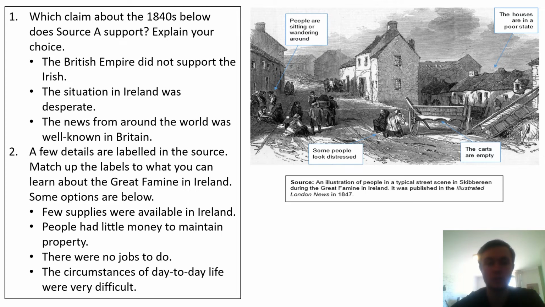And then question 2: a few details are labelled in the source, so the annotations. Can you match up the labels to the bullet points below question 2 to show what we learn about the Great Famine in Ireland? There are 4 different annotations on the source, so which of the bullet points under question 2 do they match up to? Maybe write the bullet points on the left hand side of your page and then the annotations on the right hand side and match them up. Pause the video and complete that now.